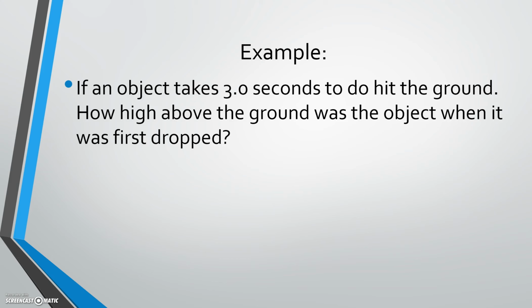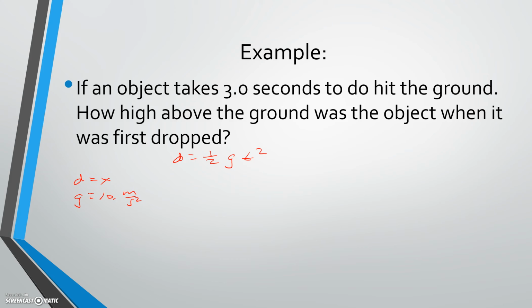So here's an example. If an object takes 3 seconds to hit the ground, how high above the ground was the object when it was first dropped? So we want to find a distance. So we've got distance equals 1/2 gt squared. We're trying to calculate the distance, so that would be our x value. Again, the acceleration due to gravity is not going to be given to us in the problem. We just need to know that on Earth, that value is 10 meters per second squared.